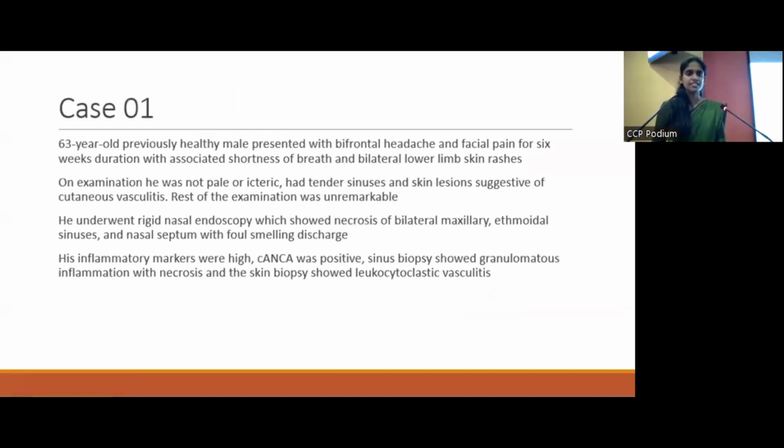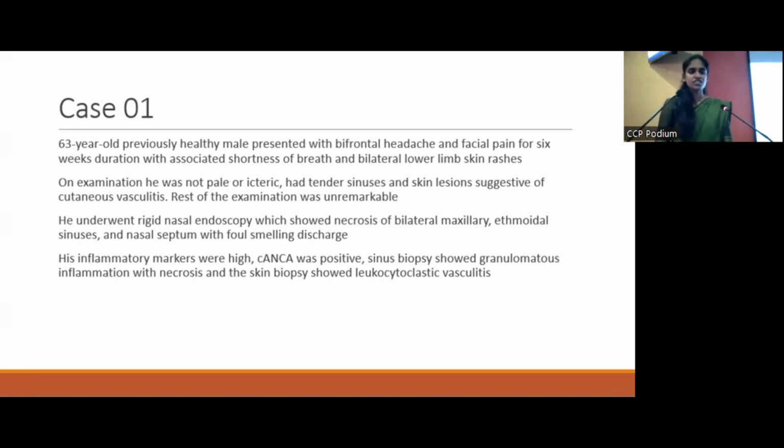Case 1 is a 63-year-old, previously healthy male, who presented with bilateral frontal headache and facial pain for 6 weeks duration, with associated shortness of breath and bilateral lower limb skin rashes. On examination, the patient was not pale or icteric. He had tender sinuses and skin lesions suggestive of cutaneous vasculitis. The rest of the examination was unremarkable.